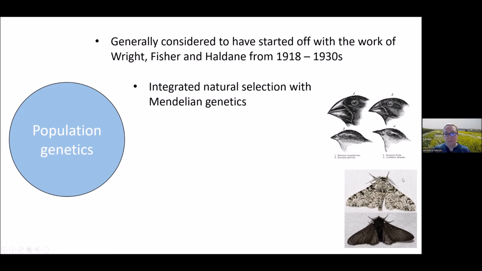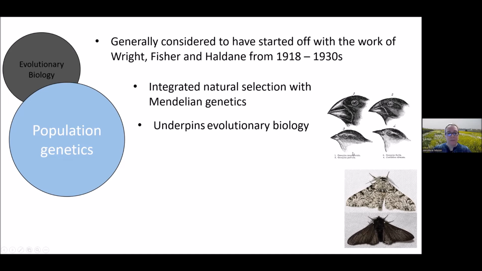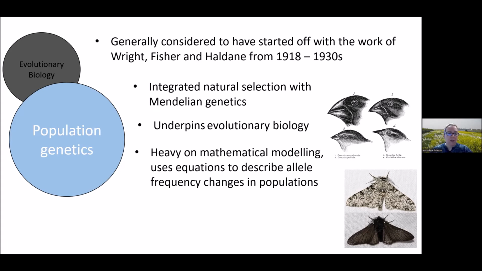And also this moth example, we might be familiar with the coloured moth, the selection for particular moth phenotypes based on pollution on trees and predation by birds in England following the Industrial Revolution. So the idea was this underpins the evolutionary biology principles, and the field of population genetics is quite heavy on mathematical modelling. So it uses equations to describe how allele frequencies change in populations. Alleles are just genetic variants.